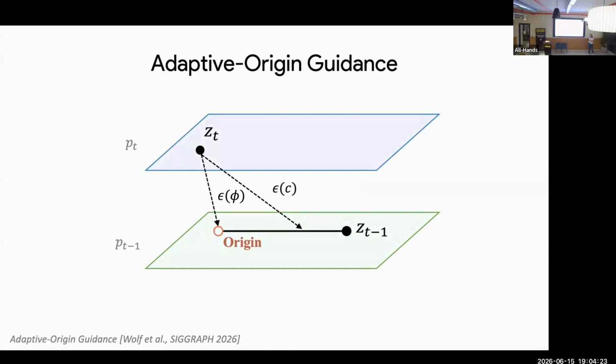So what we propose to do in this work is something that we call adaptive origin guidance. The idea is that in addition to the conditional and unconditional prediction, we are also going to use something that we call the identity prediction, which is just a prompt that tells the model you should return the same image. And what are we doing with these three predictions?